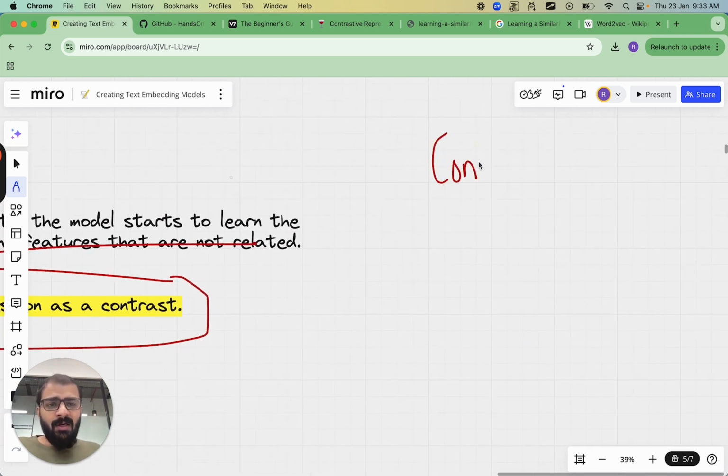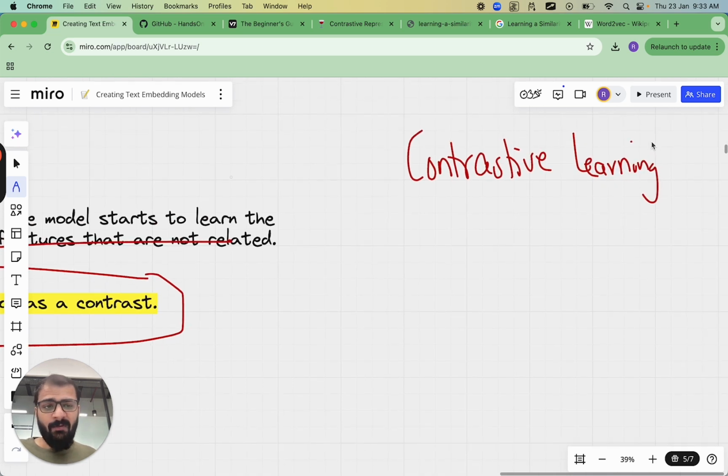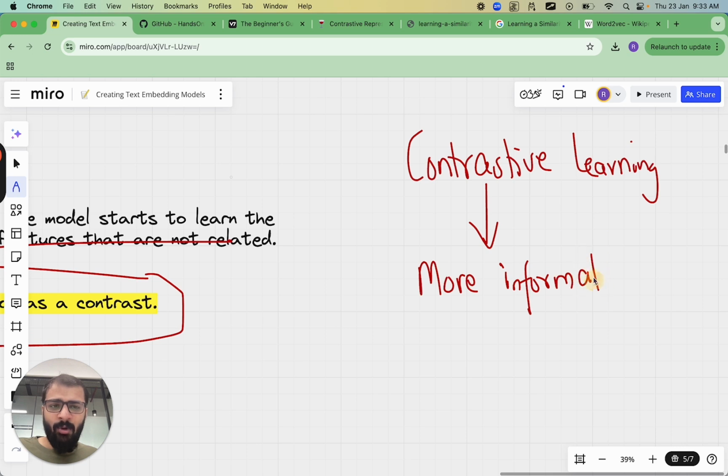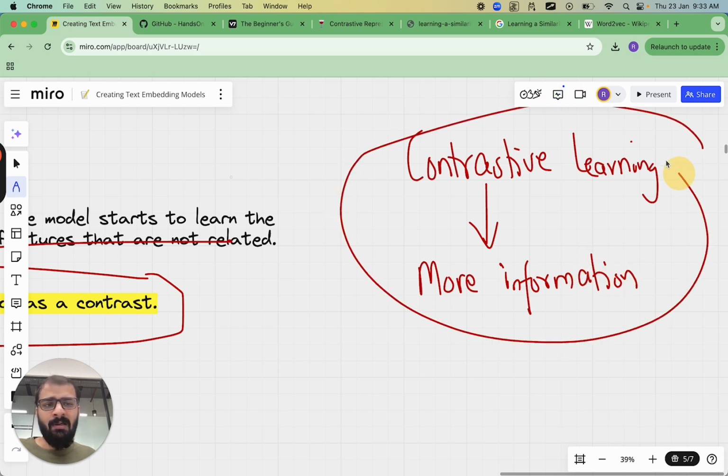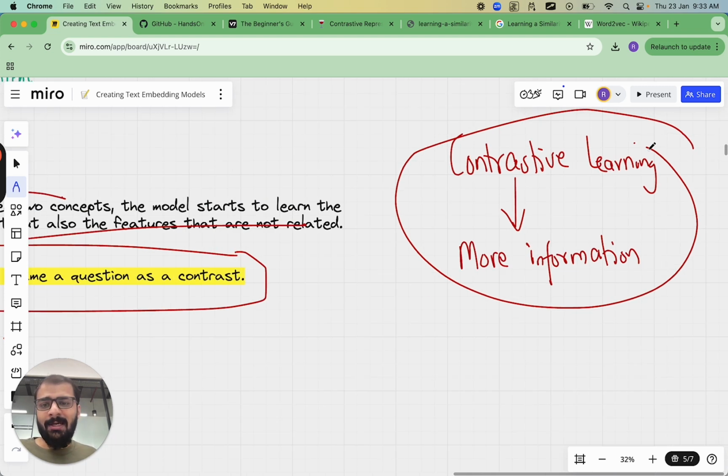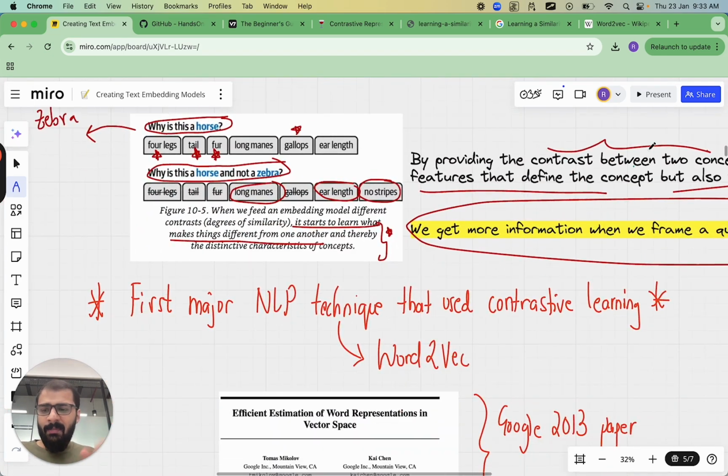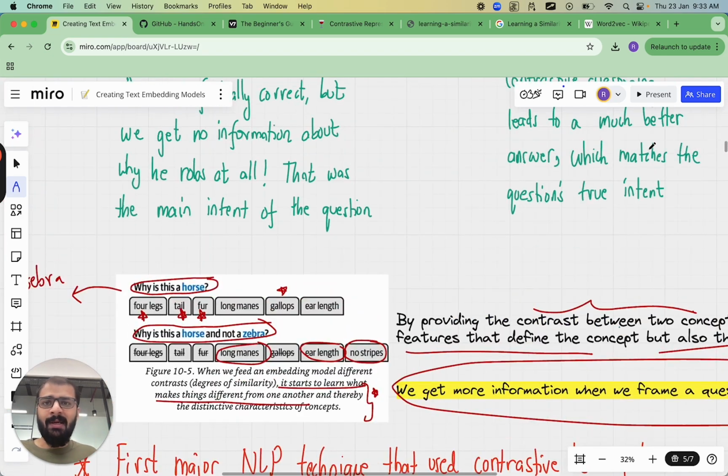So contrastive learning, even if you forget everything which I've taught you in this lecture, the only thing which you can remember is that contrastive learning helps us get more information. And this is something which you can see in your day-to-day life also. When you interact with people, if you want to get more information, just try to ask the question in the form of a contrast instead of just asking the question directly. So this is the main intuition behind contrastive learning itself.